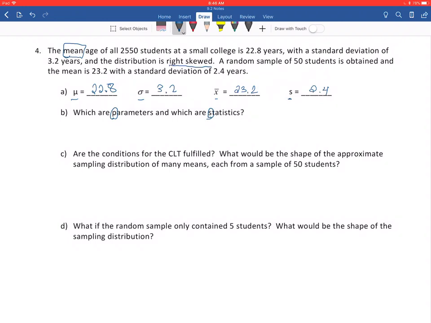Which of those are parameters and which are statistics? Well, keep in mind the first letter helps you with those. Parameters are from your population, so that's these. And statistics are from your sample, which are these.